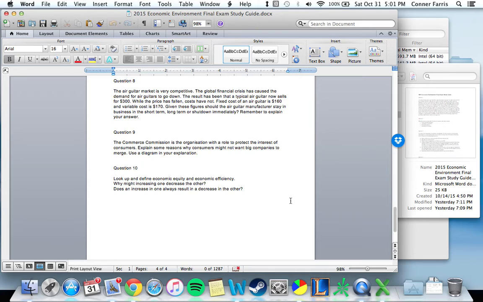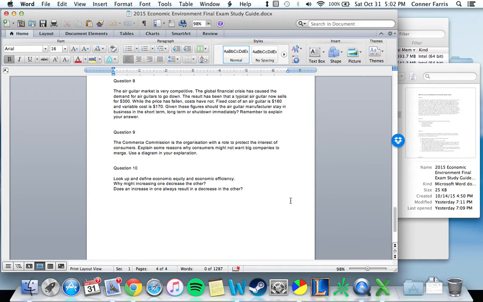So if we increase efficiency, might equity decrease? Might people be less equal if we're better efficient in the economy? It's entirely possible. Last thing, does an increase in one always result in a decrease in the other? I don't know. That is a question for you to answer. This is slightly subjective. It's not necessarily a perfect, exact answer to this. This is just a little bit of reasoning.